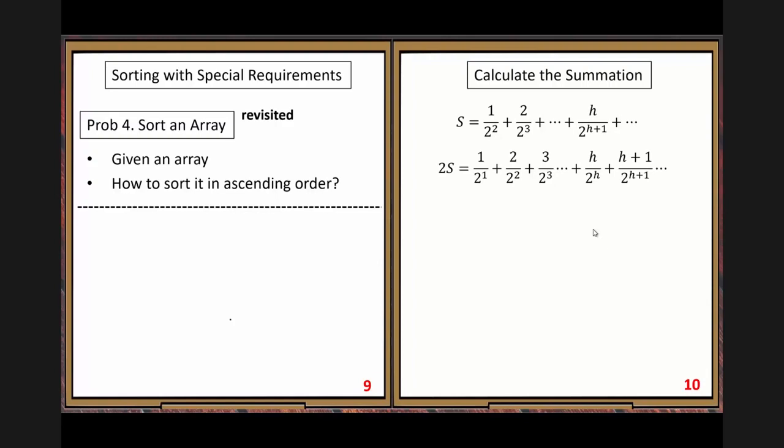Multiply by 2 on both sides, 2S. When you multiply both sides by 2, the denominator is still a power of 2. You do not change the structure of the denominator, but the terms shift one position to the right. Here, compare the corresponding terms of S and 2S. Same denominator terms. See? For all these terms, the denominator is the same and the numerator has just one difference.